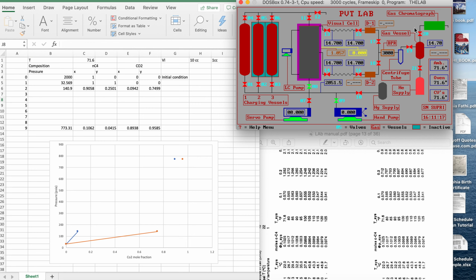Now I need to find the dew point. I don't worry about the bubble point because I already got the bubble point for this mixture. That's 32.569. So I don't worry about that. So I'm going to find the dew point.